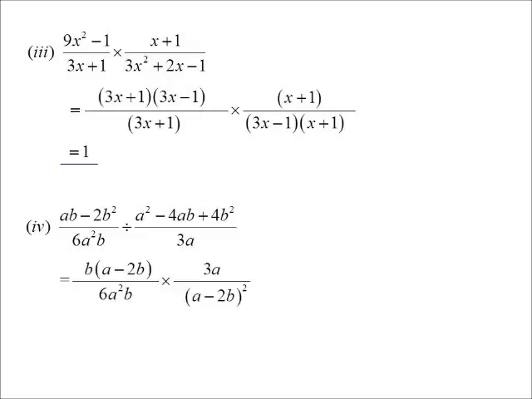3a doesn't factorise, neither does the 6a squared b, but the other two, what have we got? Common factor of b. Second one, ooh, that's a perfect square, isn't it? It's in that form: a squared, 2ab, b squared. It's got that pattern happening. So I've got a minus 2b squared. That'll cancel a's, 3's, 6's. There we go. We're left with 1 on 2a, a minus 2b.